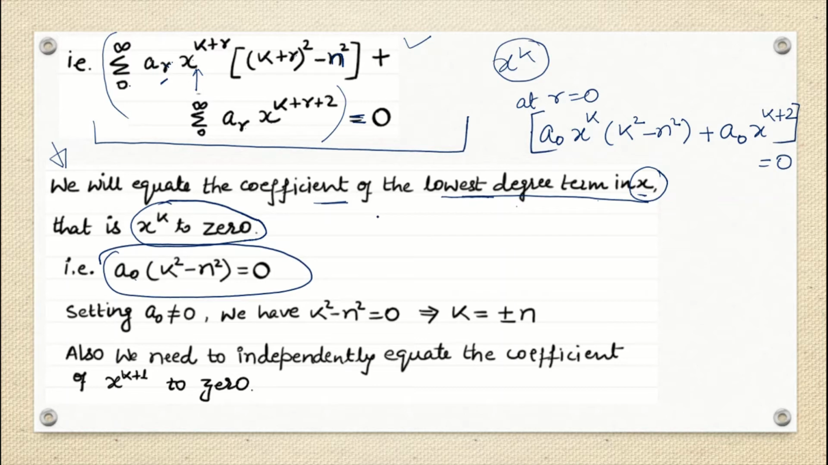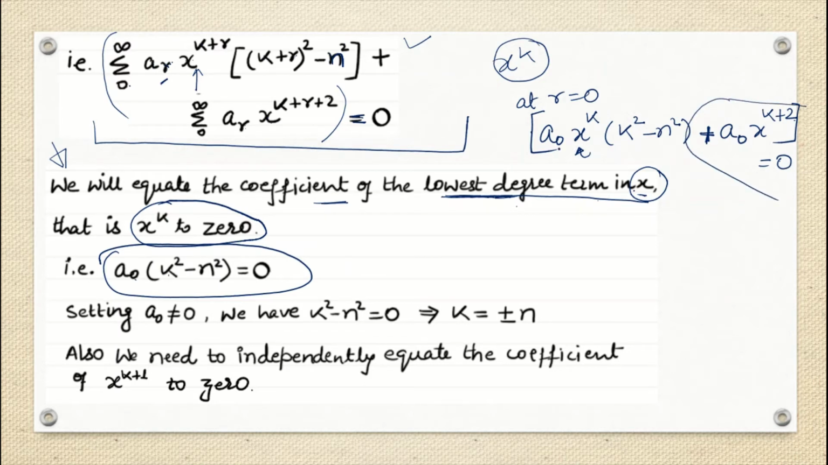Now what we have said is that we have to equate the coefficient of the lowest degree term of x to 0. So among these two summations, which one is the lowest degree term of x? This is the lowest degree term. Why? Because this is x to the power k plus 2, and here this is x to the power k. So we know that the degree of x to the power k is lesser than the degree of x to the power k plus 2. Because of that, we are not considering this term here.